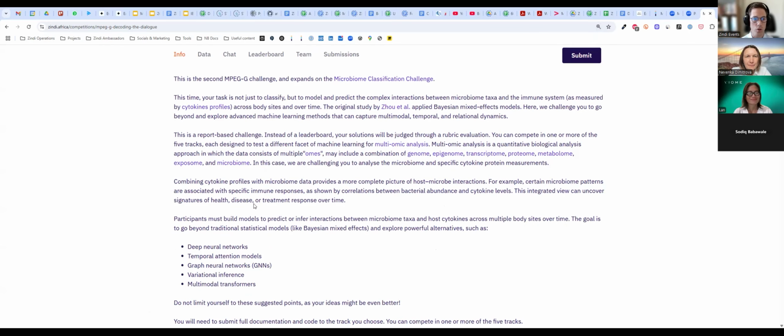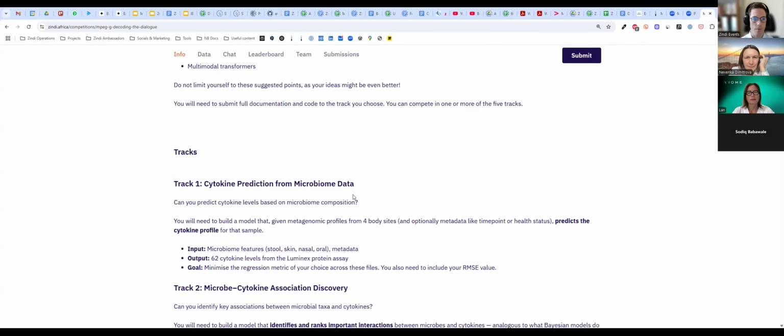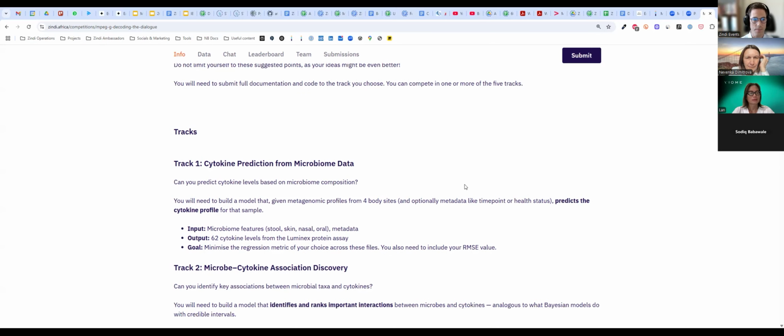You've been asked to use a number of different modeling techniques like deep neural networks, temporal attention models, graph neural networks, and so on. Really, we're excited and interested in you bringing your own creativity to this challenge. So if you have some good ideas that we haven't mentioned, that's so much better.